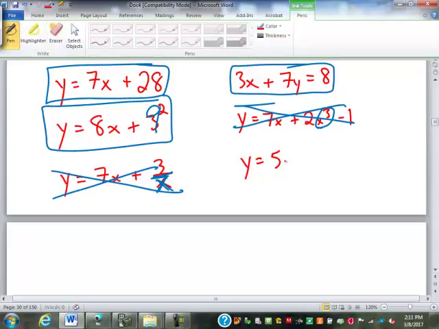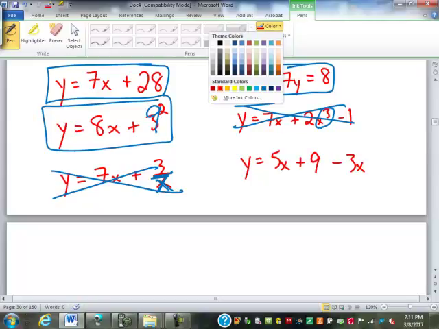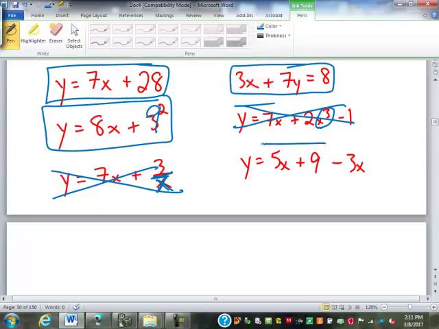So how about y equals 5x plus 9 minus 3x? Will that one form a line? Yes, it will. There's no exponents, and we're not dividing by our variable anywhere.